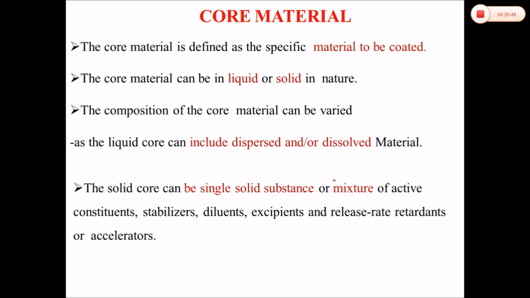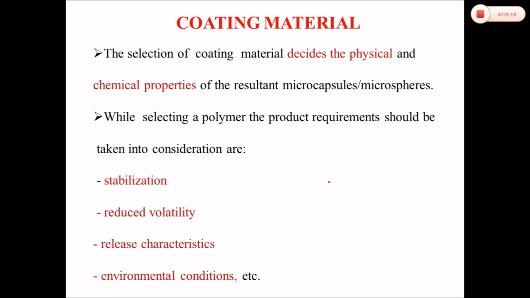So core materials are either solid or liquid materials that are to be encapsulated. They are called core materials. Now, coating materials. Coating materials are the materials which are to be coated on a core, that is called coating material.